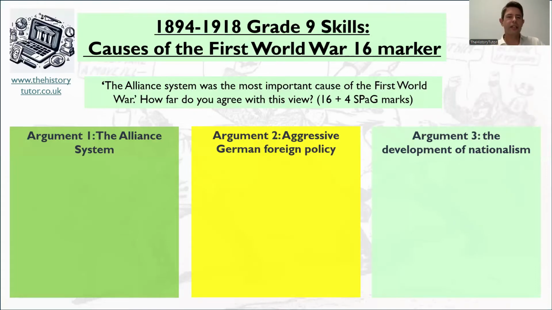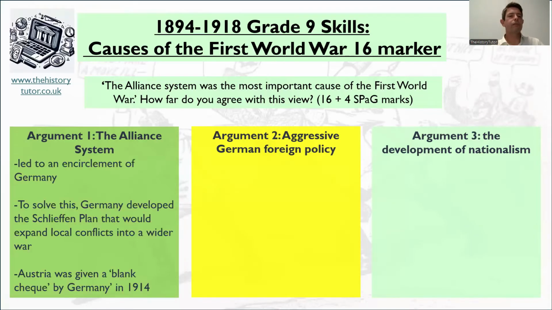Okay, so here's some ideas. You can self-assess your work that you've written in your revision guide. So the alliance system, obviously this led to the encirclement of Germany. So France and Russia had their alliance, and this encircled Germany, and they felt in fear. And obviously Britain added to that, like it was more of an encirclement with the sea being blocked off as well.